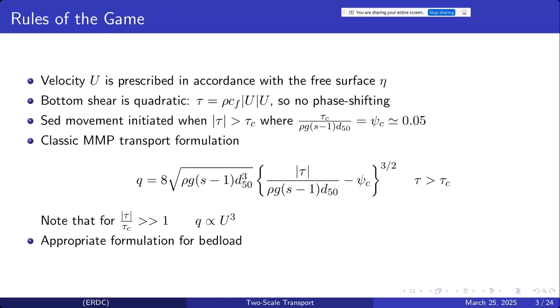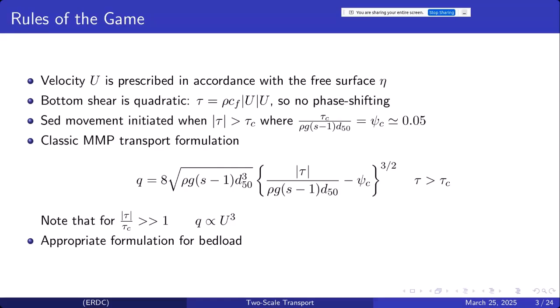We're going to prescribe a free surface elevation eta that varies with space and time, and we're going to dictate that U is based on that in accordance with linear theory. So it's a progressive wave theory, so it has the cosine dependence that you would expect. And the U that I'm talking about, I should have written here, is the U near the bottom, because when it comes to sand, that's what we really care about, the velocities near the bed.